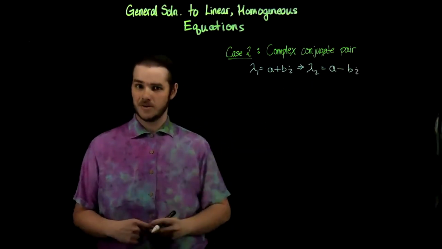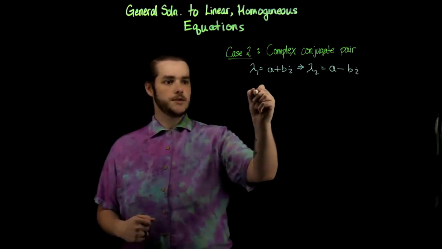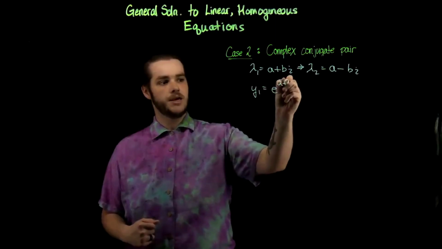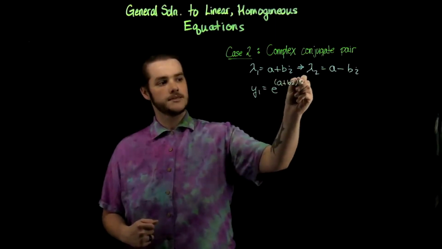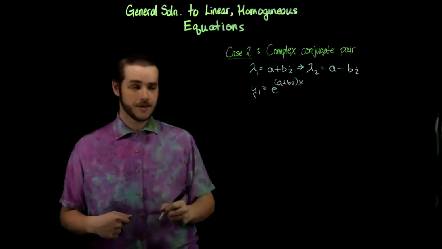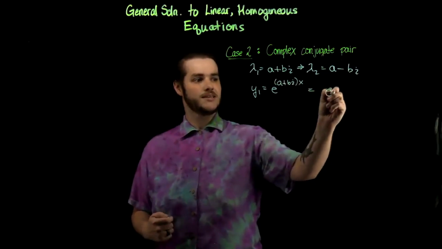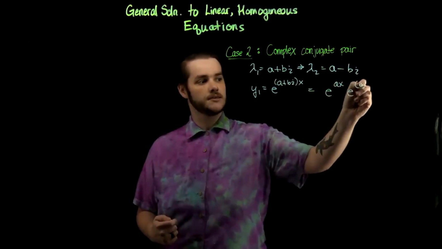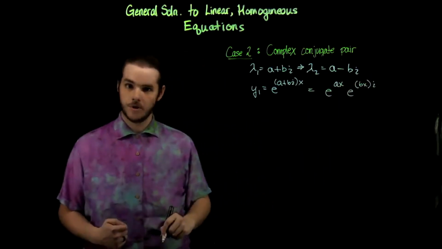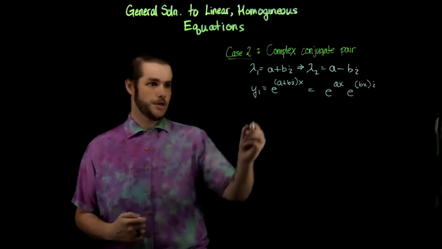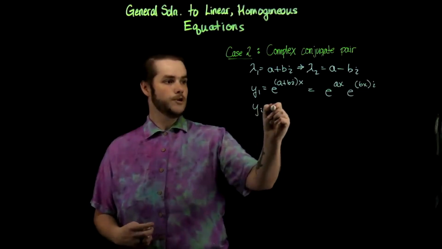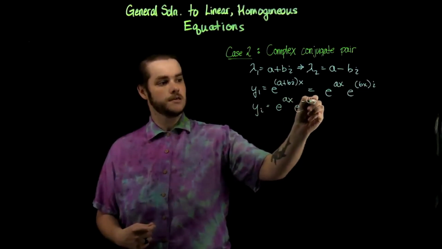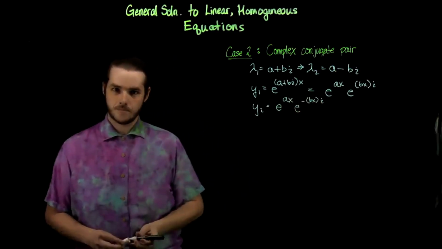These are two distinct numbers after all, so I would get that y1 is e to the (a + bi)x, or simplifying that a bit, I'm actually going to write this as e to the ax times e to the bx times i for just a moment. And similarly, y2 then would be e to the ax times e to the negative bx times i.